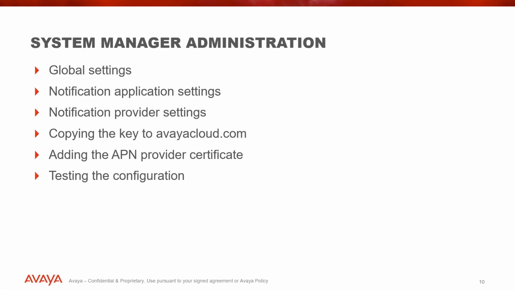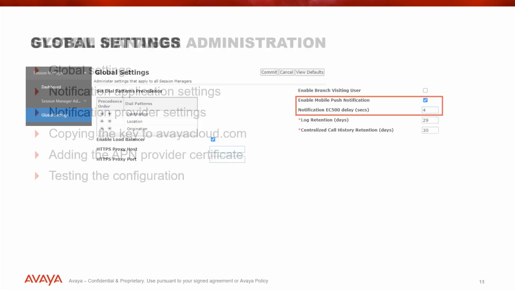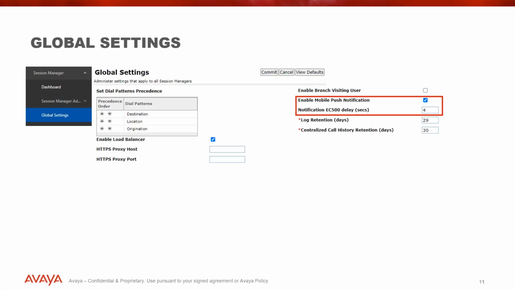Let's walk through those individual forms. First, global settings, nothing too complicated here. There are two relevant fields, well, actually a little more than two, I'll mention that. First, enable mobile push notification. There's a checkbox. You check that box, now the feature is active. Related to that is notification EC500 delay. So let's review what EC500 is.